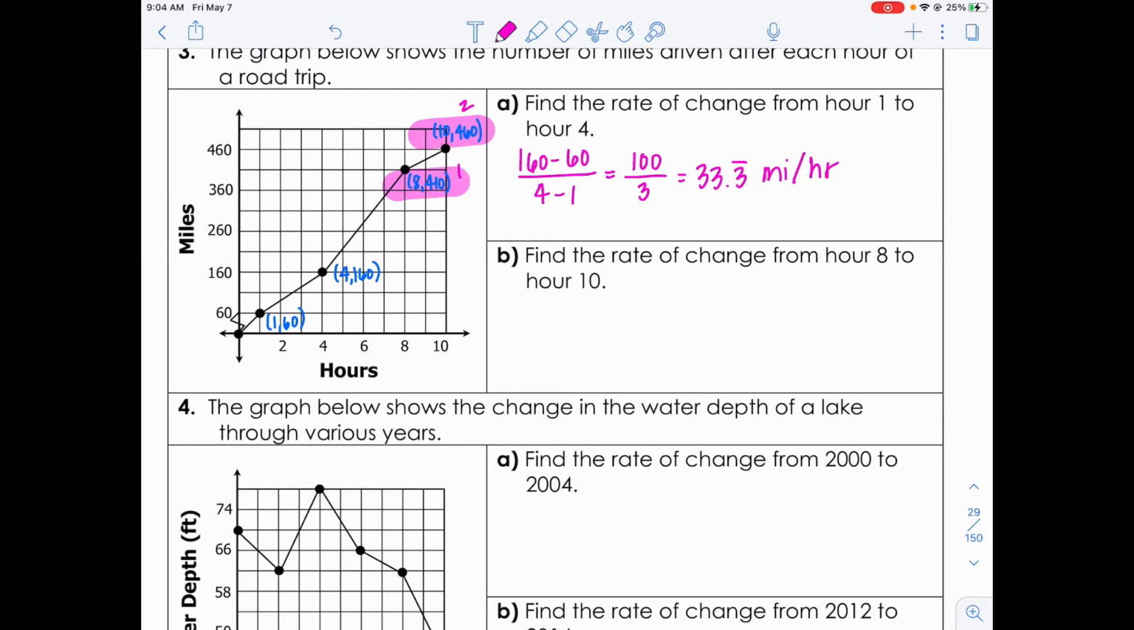Plugging everything in, y2, 460, minus y1, 410, divided by x2, which is 10, minus x1, which is 8. 460 minus 410 is 50, over 10 minus 8 is 2. 50 divided by 2 is 25. And remember, we need labels. We want the y label over the x label. So this is miles per hour.